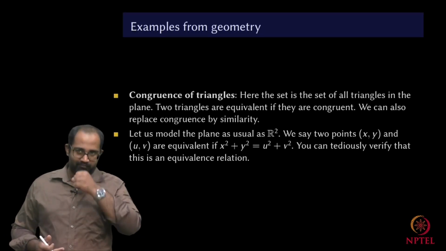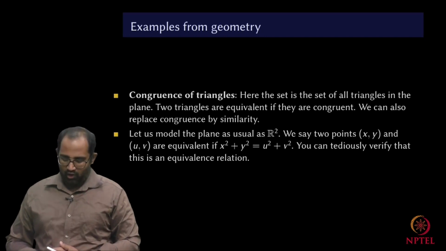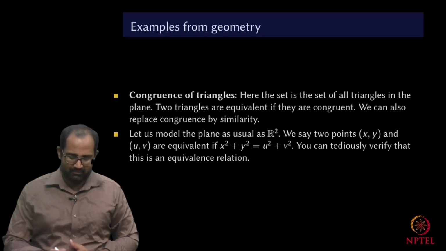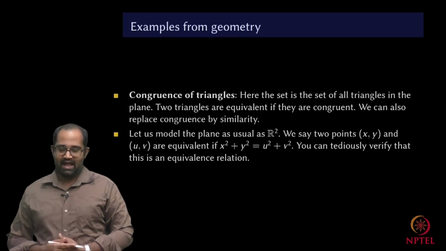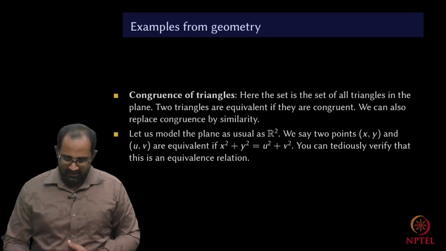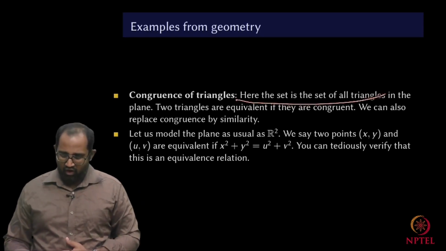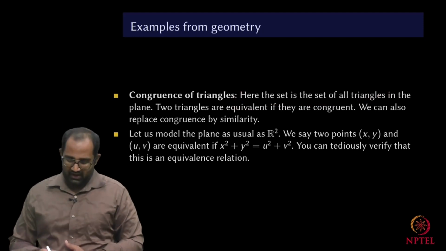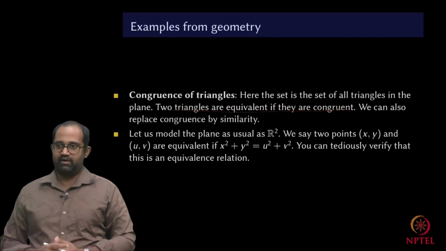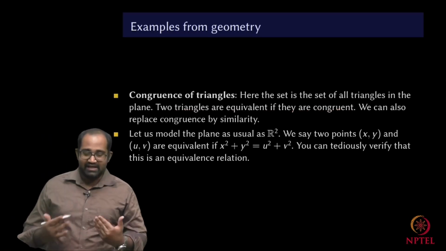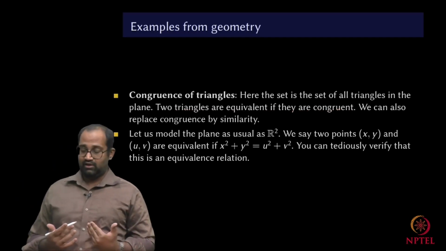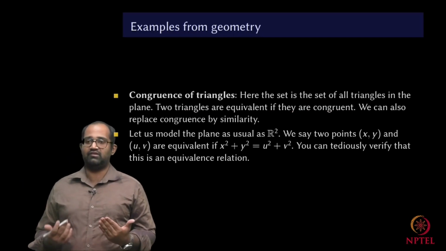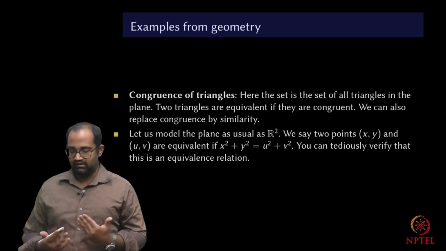Well, when do you say two triangles are congruent? Well, as you all know, that means all sides and all angles are equal. Look at the set of all triangles in the plane and you declare that two triangles are equivalent if they are congruent. Now, there is actually no need to even check that this is an equivalence relation, because two triangles being congruent means all sides and all angles are equal.